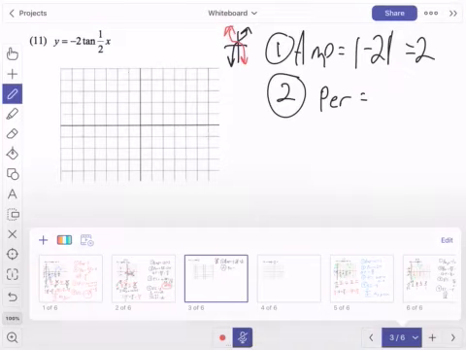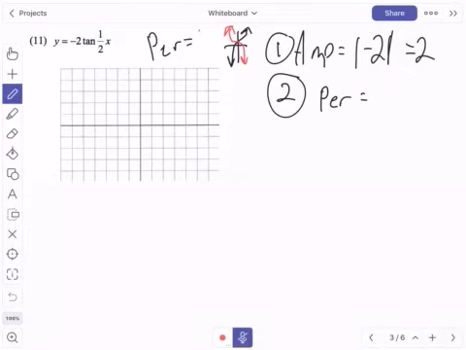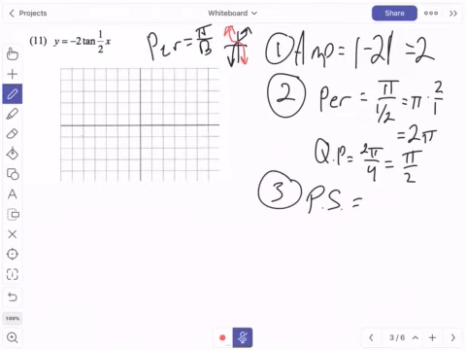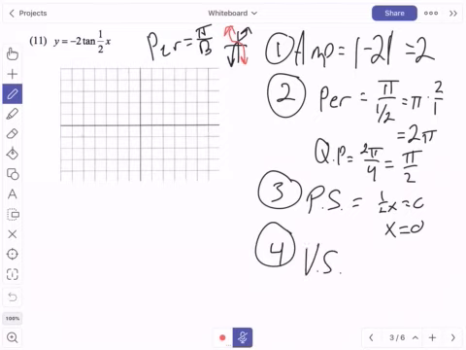For tangent and cotangent, the period is pi over b. So rather than it being 2 pi over 1/2, it's just going to be a regular pi over 1/2, which we multiply by 2. So then the period's 2 pi, with the quarter period being 2 pi over 4, which is pi over 2. From there, we'll look for our phase shift. The great thing about this phase shift is there is none, because it's just 1/2 x equals 0, and we find that x is 0. And the great thing is, finally, there's no vertical shift.